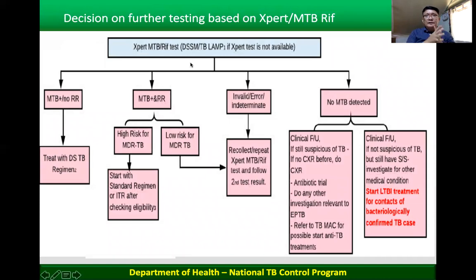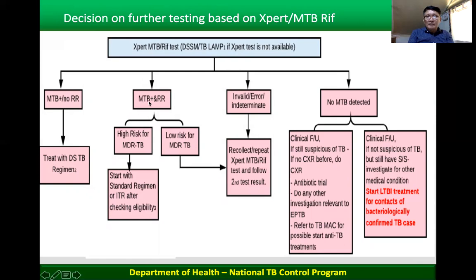Now, decision on further testing based on Xpert MTB/RIF read. As already explained, our Xpert MTB/RIF test has 4 major results, okay? It can be MTB detected with no RR. So this is susceptible TB. So you just have to treat with drug-susceptible TB regimens. If your result is MTB detected, rifampicin resistance not detected.